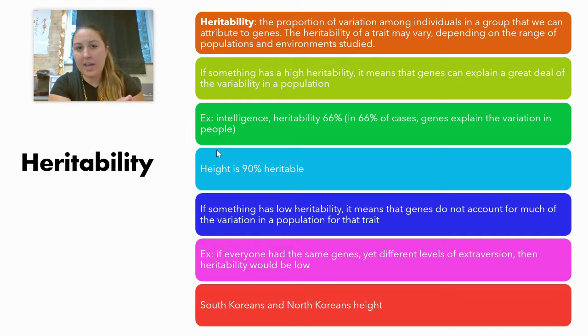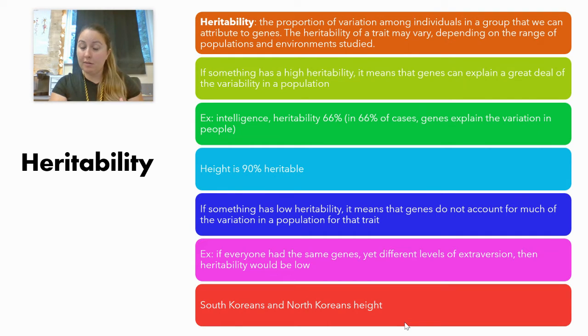Height is something that is very heritable, meaning genetics can explain a lot of differences in our height. That doesn't mean that height is purely genetic, because it's not. For example, when we compare South Koreans and North Koreans, who are very similar genetically, South Koreans tend to be 6 inches taller than North Koreans because they have better nutrition, because they're not in an oppressive dictatorship. So basically, if something has high heritability, it means that genes play a role and can explain most of the variation in that population.